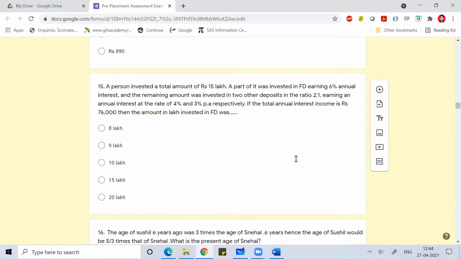So solving questions is not a big thing. You can easily solve the question. It is a simple concept: profit or loss, percentage, SICI, whatever we have discussed. We use the same concept again and again to get the answer to the problem.